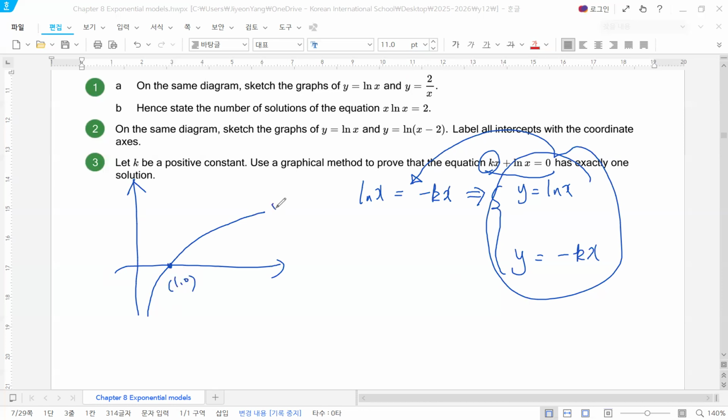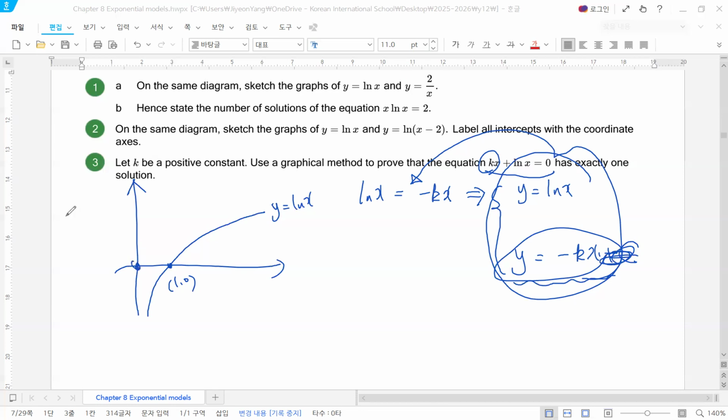This is y = ln x. And then y = kx. What's the shape of this graph, students? Firstly, line or curve? Line, a straight line graph that passes through the origin, because the y-intercept is 0. Can you identify it? Its y-intercept is 0 because there is no c. Okay, so it passes through the origin.